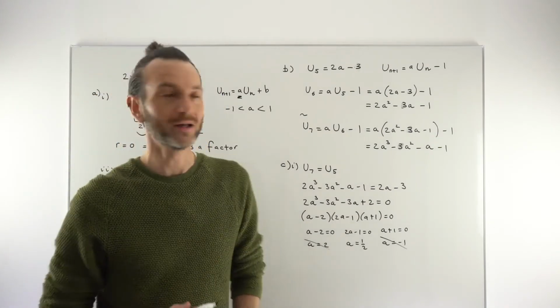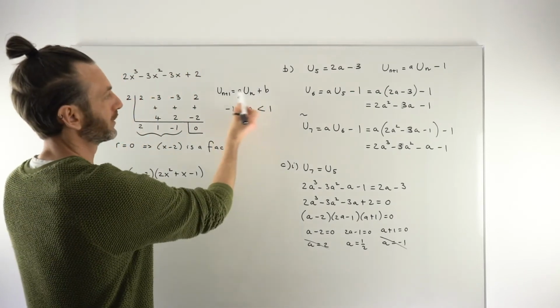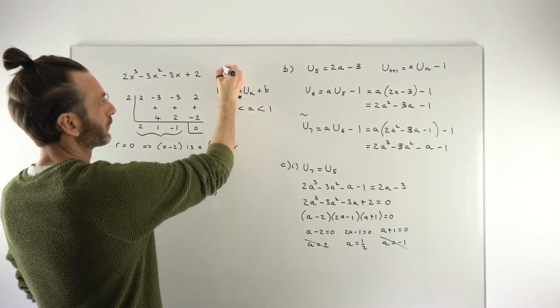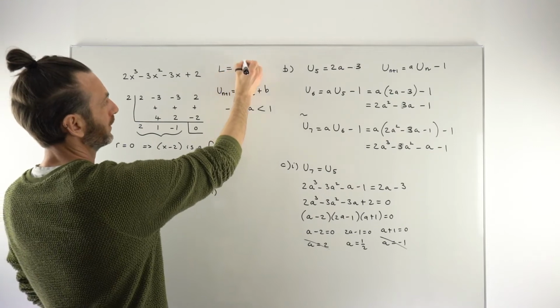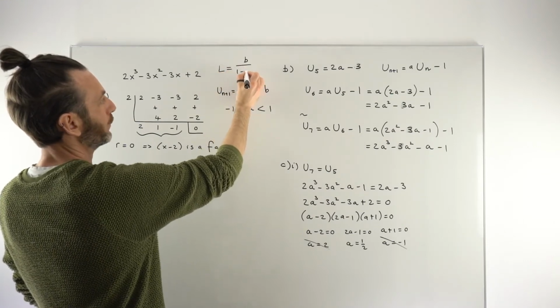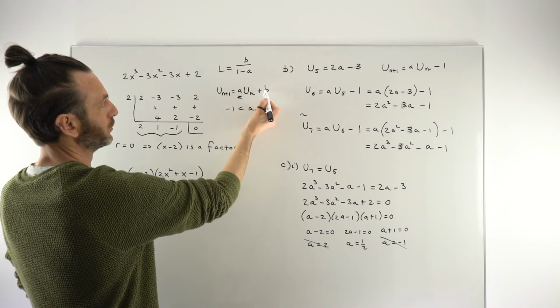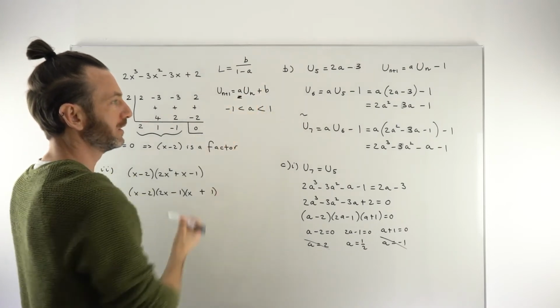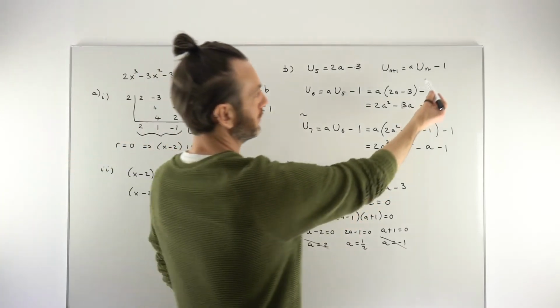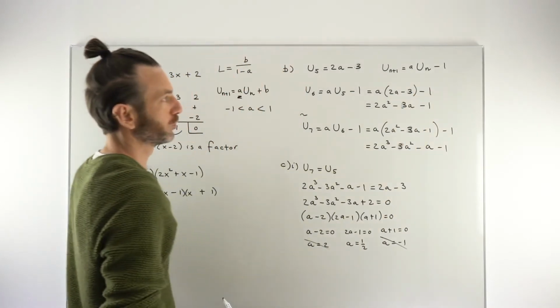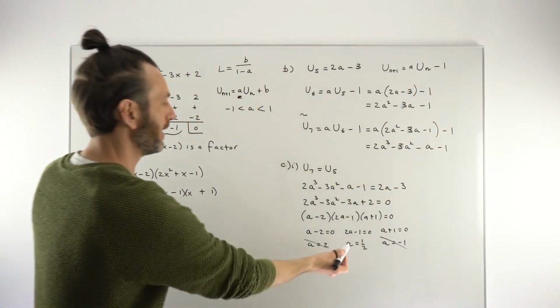And then finally we're asked to calculate the limit. So again, going back to this generic recurrence relation, the limit is given by the formula b over 1 minus a, so the end value divided by 1 minus this value here. So going to our recurrence relation, the b value is -1. We now know the a value is 1/2.